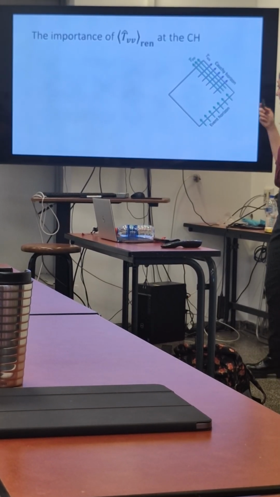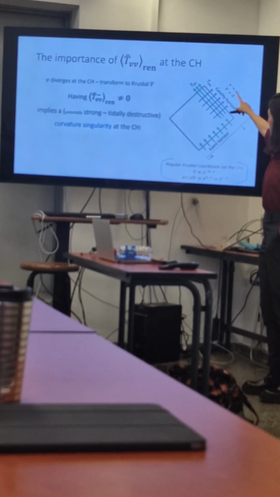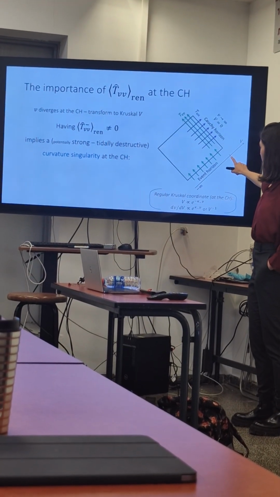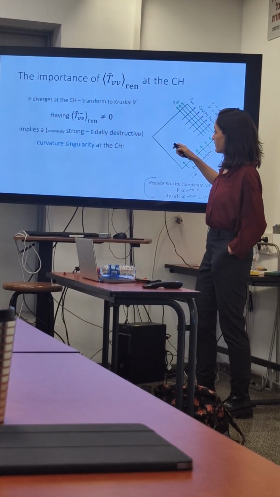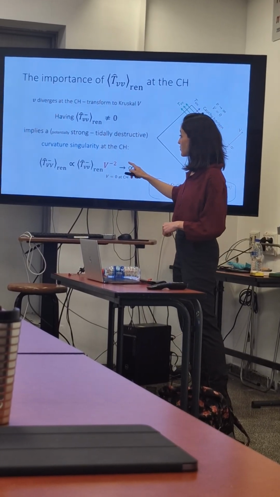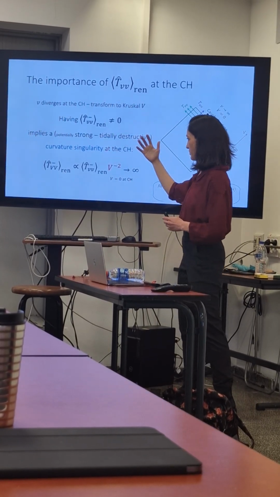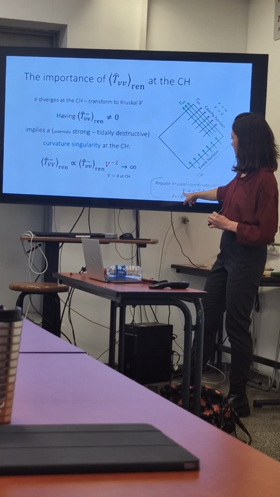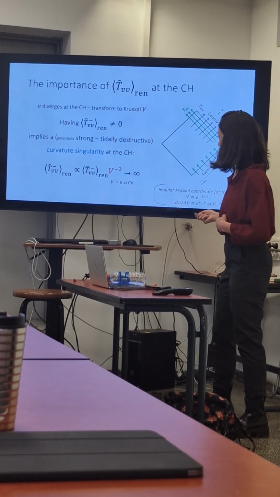Okay, now specifically we're interested in the T_VV component, because as I told you, V diverges at the Cauchy horizon, but V Kruskal is a regular coordinate that vanishes there. So if we transform from the Eddington V to the Kruskal V, we get that having a non-zero T_VV at the Cauchy horizon implies a potentially strong singularity. By strong, as opposed to weak, I mean tidally destructive. So it blocks the ability to continue. This is because of how the V Kruskal coordinate is related to the V Eddington coordinate, so we have this diverging V to the -2 factor.